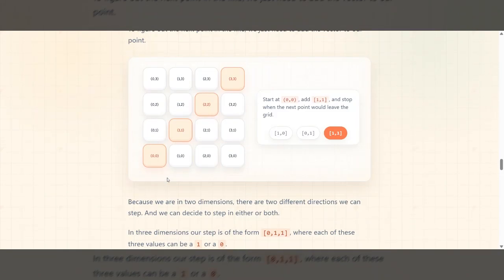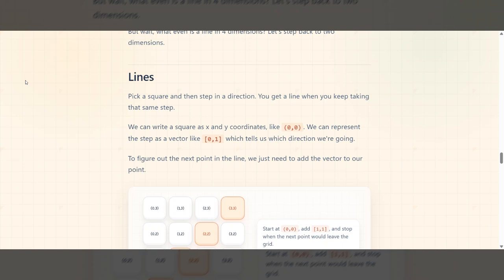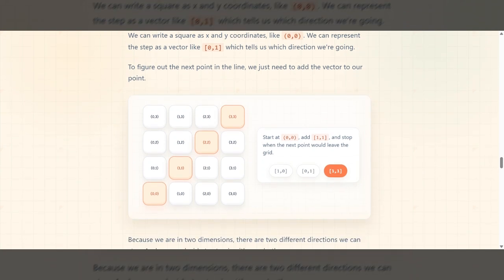Pick a square and step in that direction. You get a line when you keep taking that same step. We can write a point as x and y coordinates like 0, 0. We can represent the step as a vector like 0, 1, which tells us which direction we're going. To figure out the next point in the line, we just add the vector to our point.